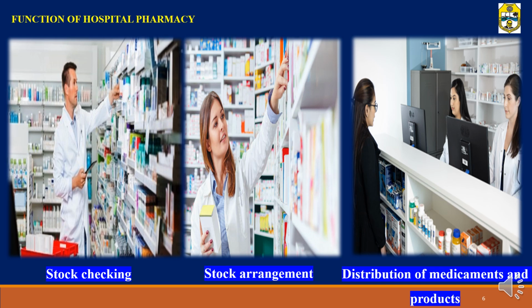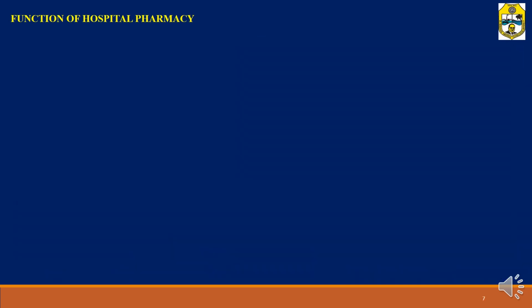So for the distribution of medication to the concerning department, either the OP department or the IP department, we have a classification of our hospital pharmacy. It's the responsibility of the hospital pharmacy and its stakeholders to ensure the uninterrupted supply of medication to either OP services or IP services. So this is all about the function of a hospital pharmacy.